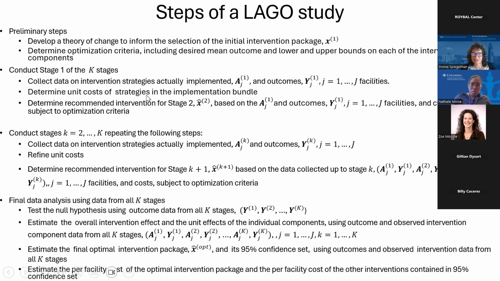Then we determine the unit costs of each strategy in the implementation bundle. So if we have p components, then we would need p unit costs. And then from the data here and the costs, it's an optimization problem, a nonlinear optimization problem. We determine the recommended intervention for stage two. Now this one is just x. This one is x hat because it's an estimate from A_j and Y_j at stage two, and it's based on the A_j1 and the Y_j1.